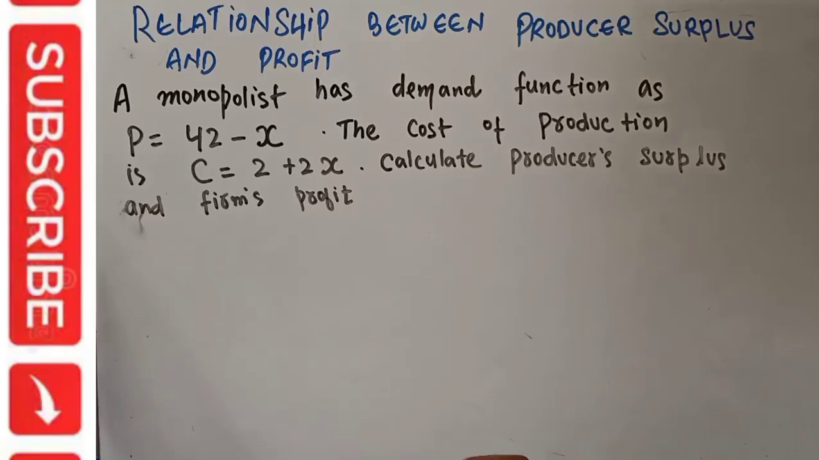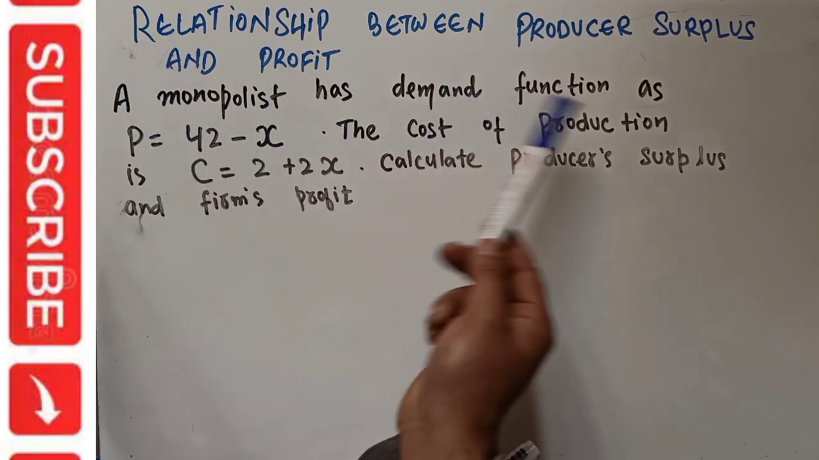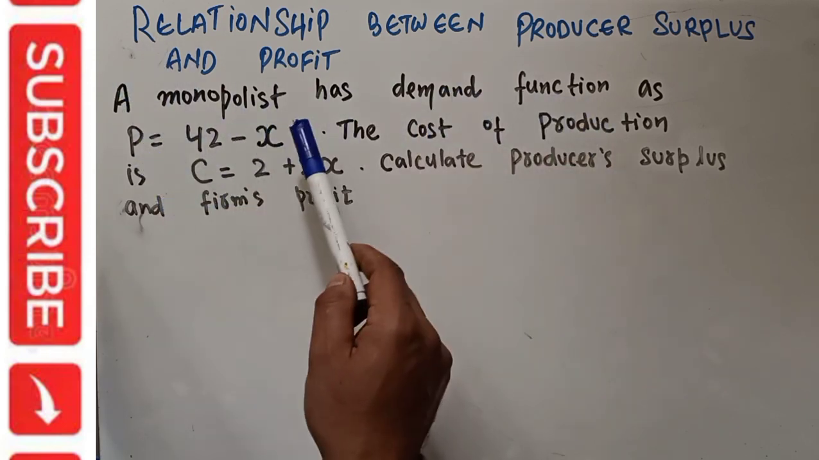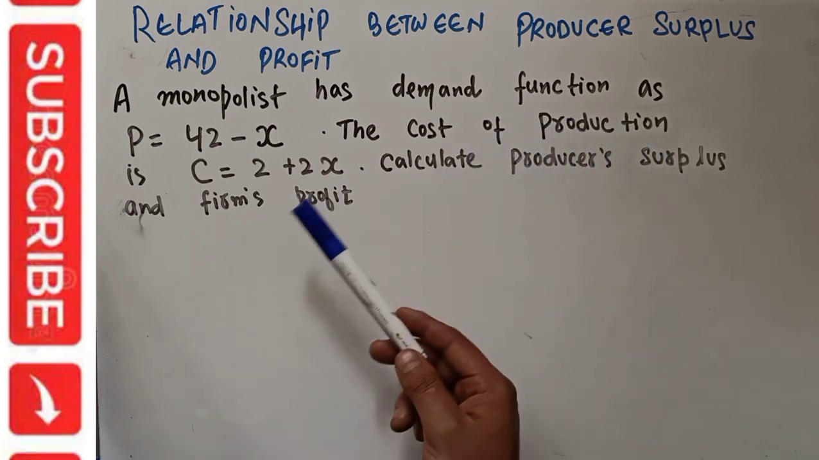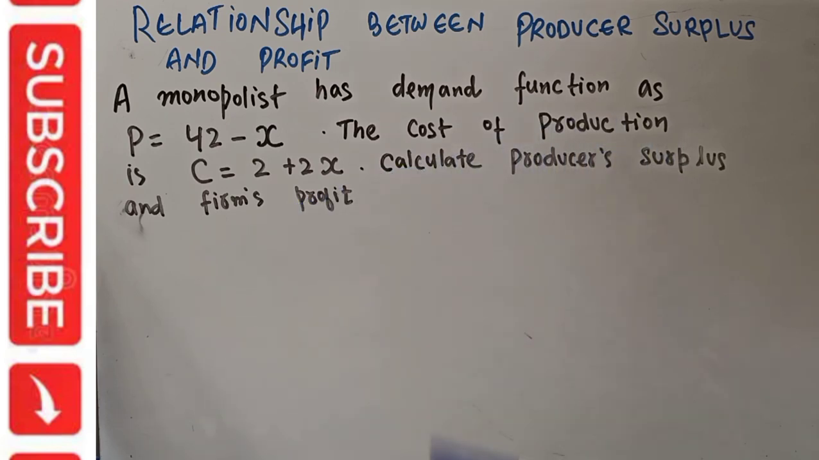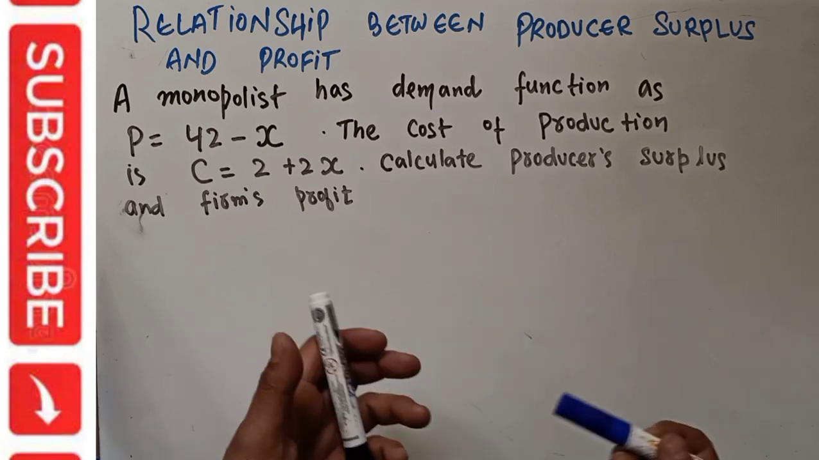In this video, we will learn the relationship between producer surplus and profit with an example. The question is, a monopolist has a demand function P equals 42 minus X, where P is the price and X is the output. The total cost of production is 2 plus 2X. We need to calculate the producer surplus and firm's profit.